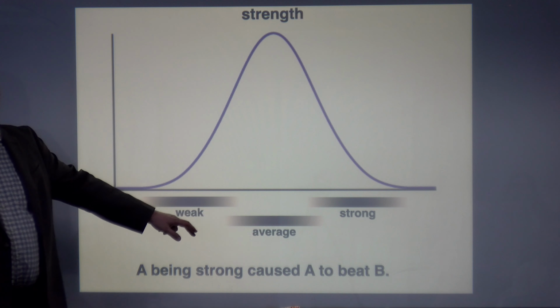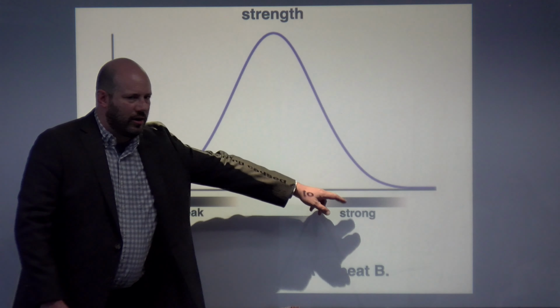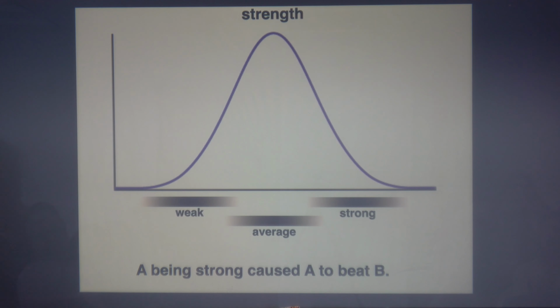which is 1 standard deviation below the mean. Strong is 1 standard deviation above the mean, maximally strong. Any more or less than that, you're less likely to be called strong. This is wrong as a theory of semantics.